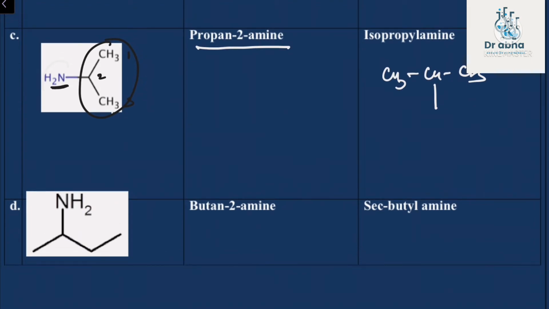Very simple one. This is butane-2-amine. Carbon atoms, I've given the counting. This is 1, 2, 3, 4. A 4 carbon chain is butanamine, but the amine is at the second carbon.